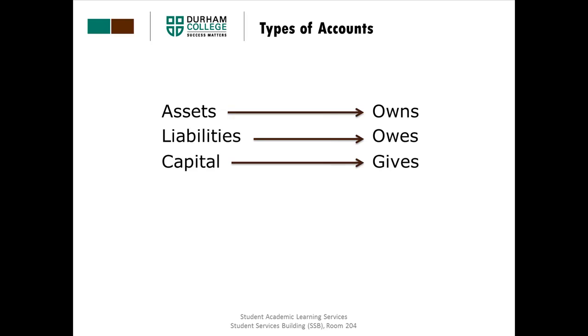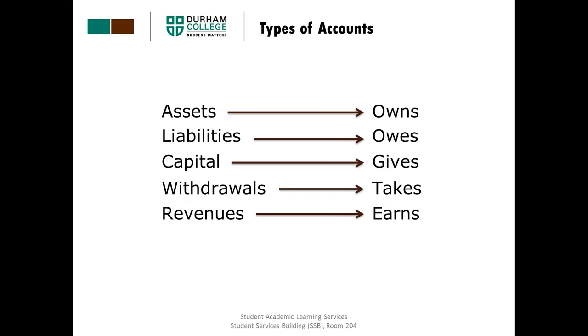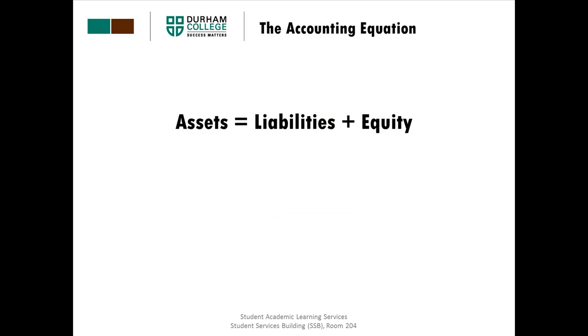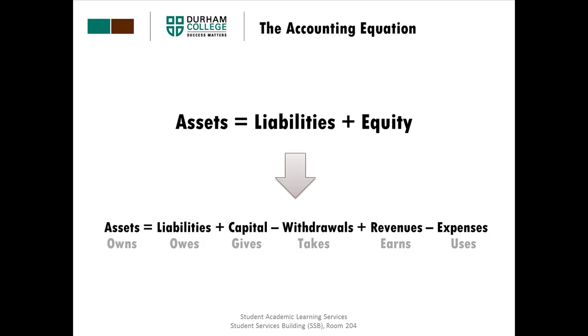Capital represents what the owner gives to the company. Withdrawals represent what the owner takes from the company. Revenues are what the company earns by doing work. And expenses are what the company uses when doing that work. The accounting equation can be rewritten like this. Although longer, this expanded version of the accounting equation will be helpful when learning about debits and credits.